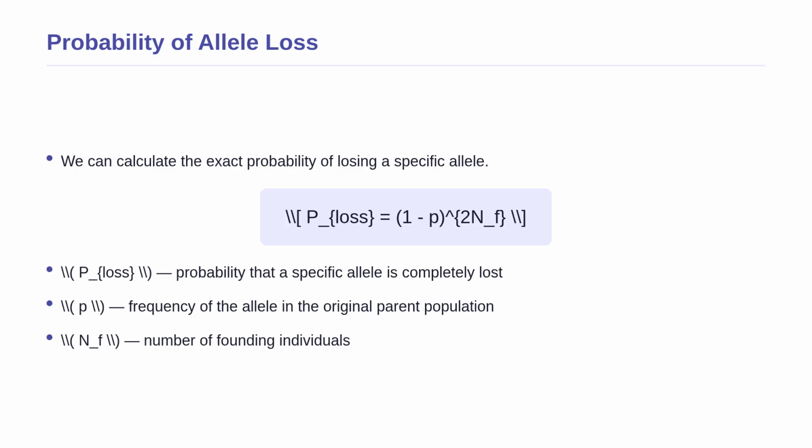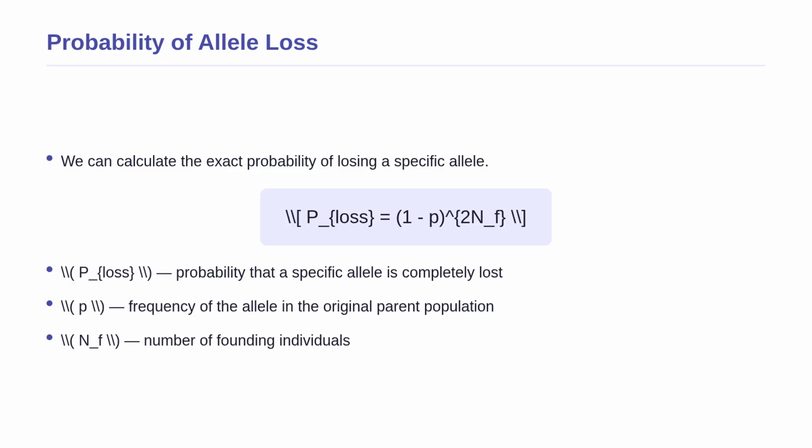P loss is the probability that the allele is completely lost. The variable P represents the frequency, or percentage, of that specific allele in the original large population. NF stands for the number of founding individuals. We multiply NF by 2 in the exponent because we are assuming these are diploid organisms, meaning each individual carries 2 copies of every gene.